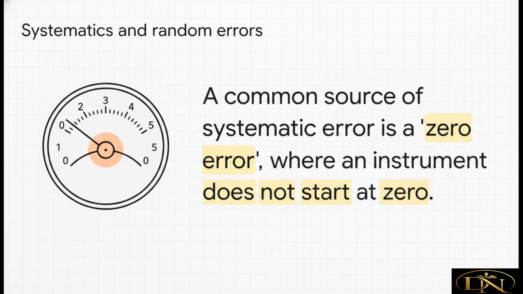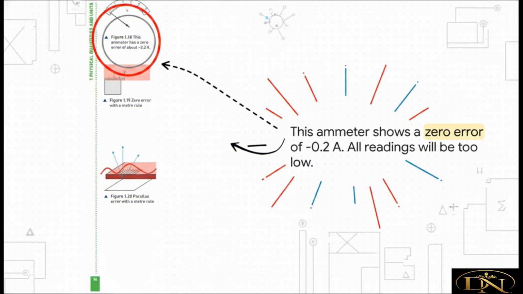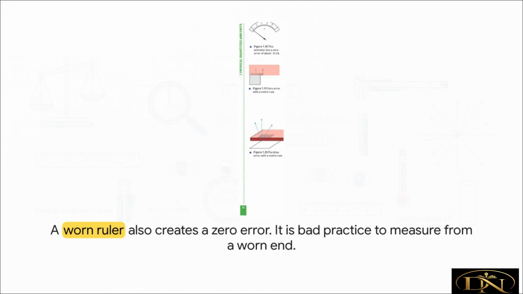Probably the most common type of systematic error you'll run into is something called a zero error. And yeah, it's pretty much exactly what it sounds like. Okay, take a look at this. This ammeter is a perfect example. See that needle? There's no current. It should be sitting right on zero, but it's not. It's pointing to about negative 0.2 amps. That's a zero error right there. And it means every single reading you take is going to be 0.2 amps lower than it should be, every single time.